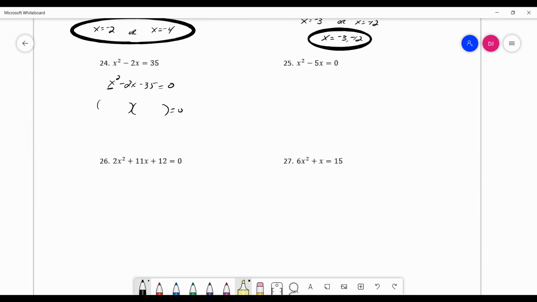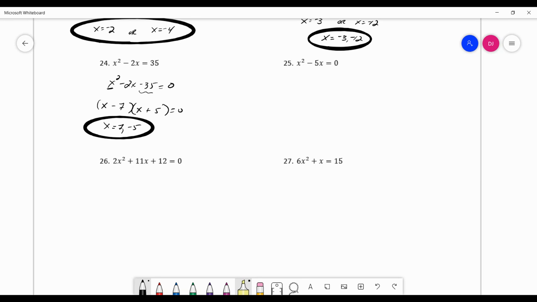So if I multiply two numbers together to get x squared, it would be x times x. What numbers multiply together to give me negative 35? Or what are the factors of negative 35 that add up to negative 2? It'd be a negative 7 and a positive 5. So either x minus 7 equals 0, meaning that x would be 7, or x plus 5 equals 0, meaning that x would be negative 5. You notice I'm starting to skip a couple steps, right?